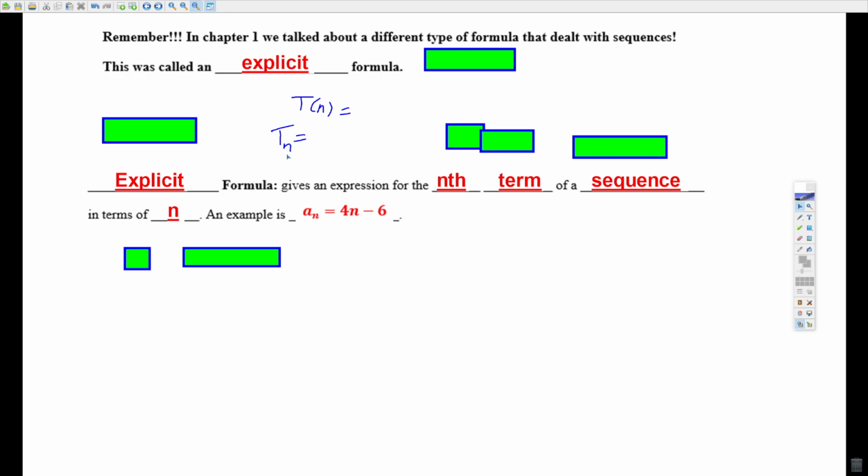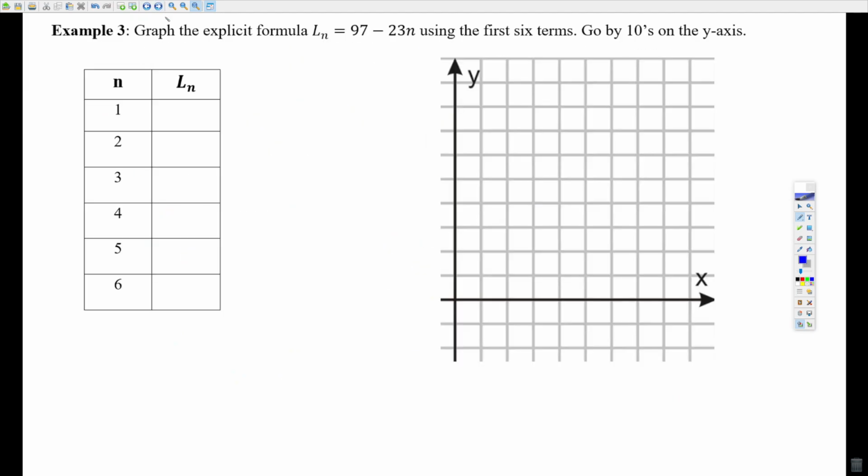So we're also going to graph one of these. They don't always have to be recursive. Remember, recursive means it has the curly bracket and it shows you the 2 lines or more. We could also just do it with one equation like one of these. But really, it's no different than graphing one of these ones up here, except for the fact that you do not connect the dots. Like back here, we don't connect them, and similarly down here, we won't. Which is our last example. It says graph the explicit formula L sub n equals 97 minus 23n using the first 6 terms. And I gave us a little hint of going by tens on the y-axis.